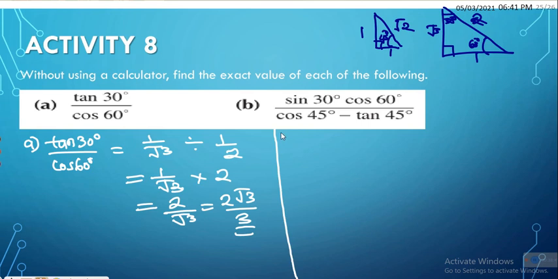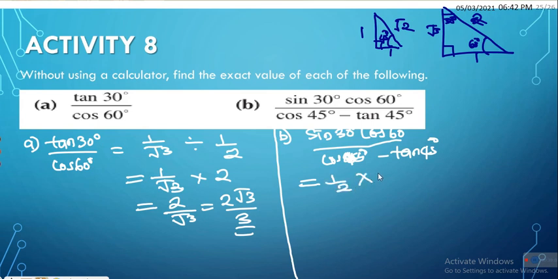So we have B, sine 30 cos 60 all over cos 45 minus tan 45. So if we substitute what we have, sine 30 is 1 over 2 times cos 60, which is 1 over 2 as well, everything over cos 45, which is root 2 over 2, minus tan 45, which is minus 1.